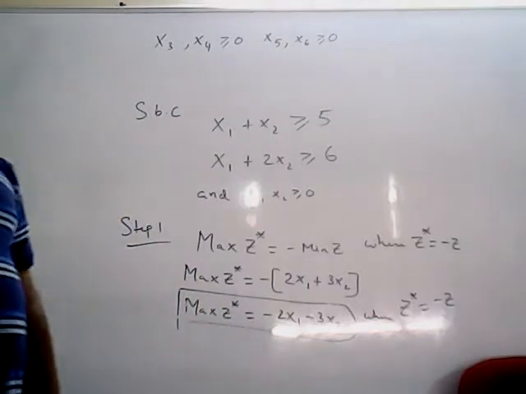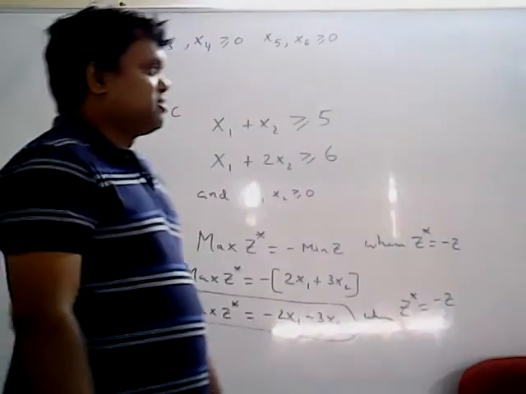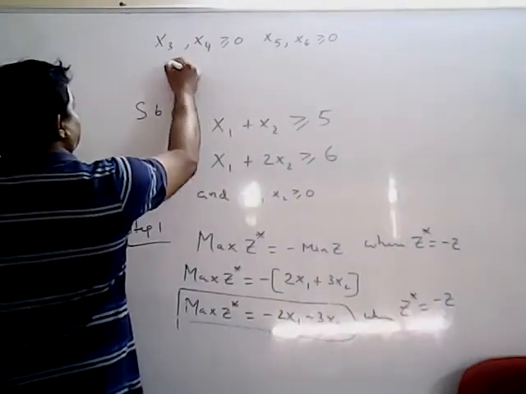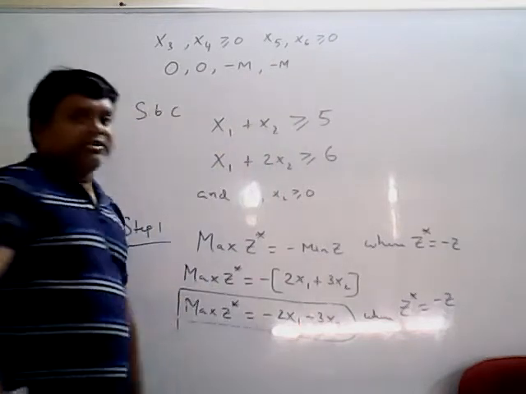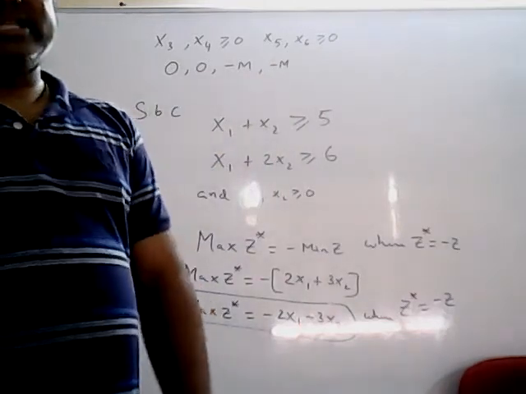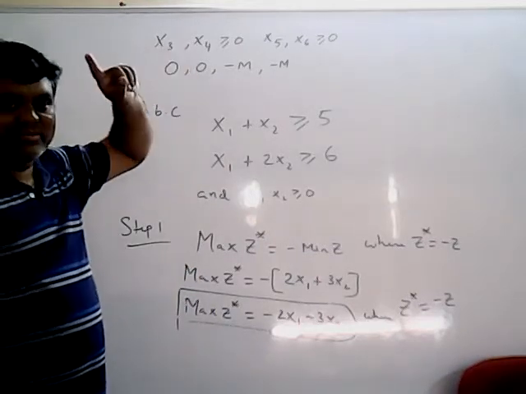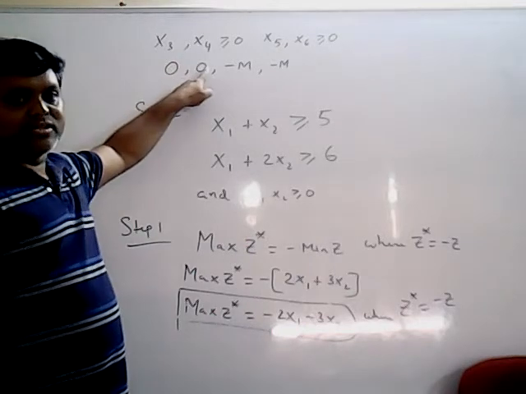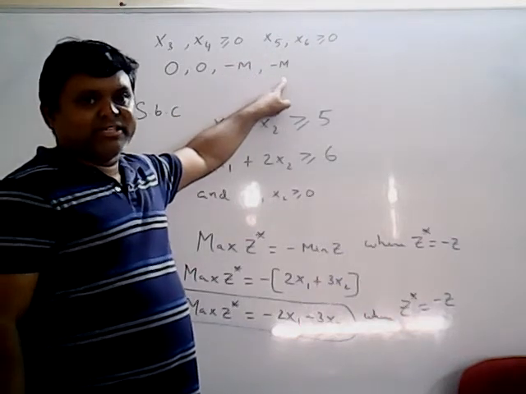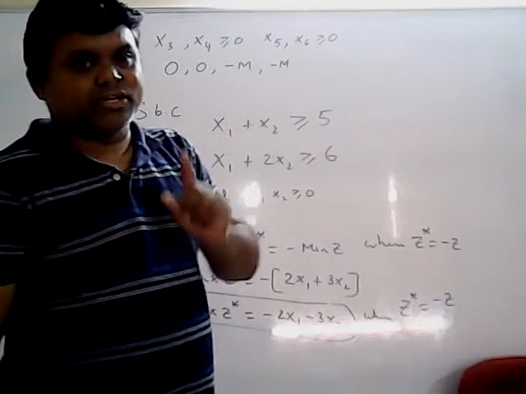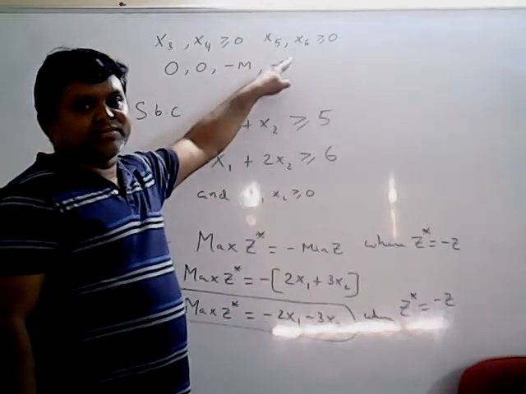x5, x6 are greater than or equal to 0, and put the costs of these variables as 0, 0, minus M, minus M respectively. What is the meaning of this? For slack and surplus variables the cost is 0, but the artificial variables' cost is minus M in the Big M method, and minus 1 in the two-phase simplex method. Because we are doing the Big M method, x6 is also an artificial variable with cost minus M.